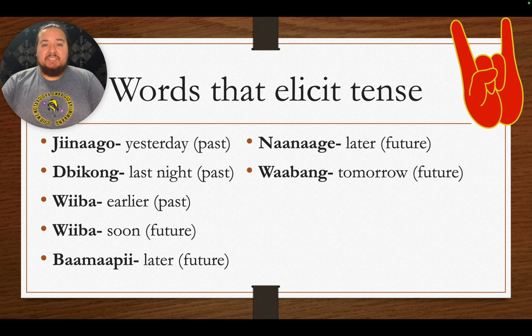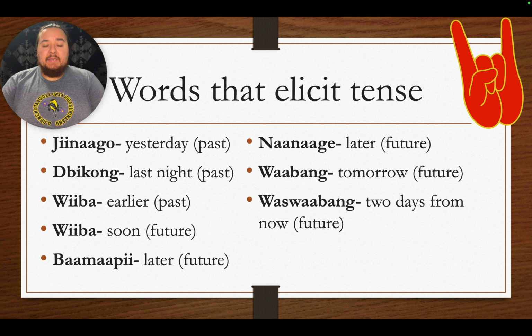The next word is bung, and because it means tomorrow, we're talking about something in the future, so your verb will require a future tense prefix. This one here is waswabung, which means 2 days from now, and will require your verb to have a future tense marker.